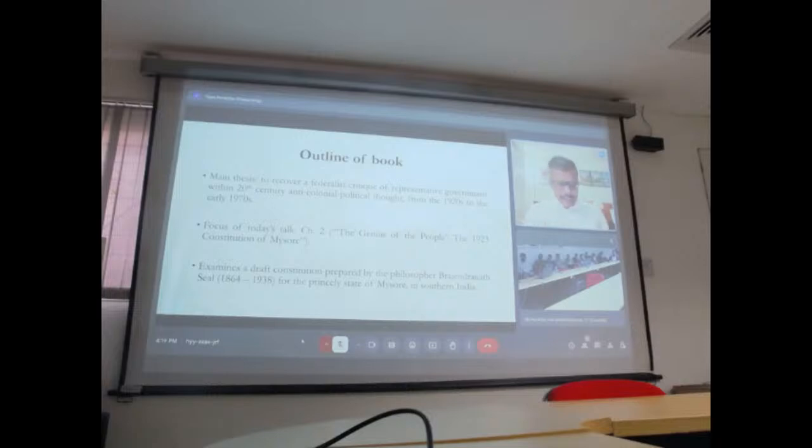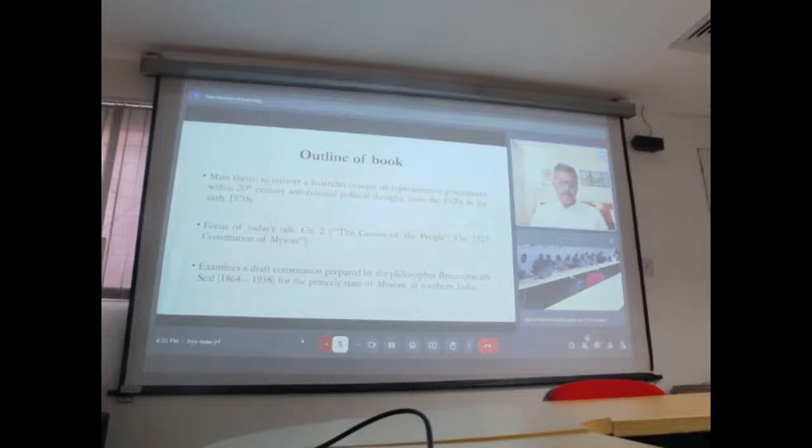Now, in today's talk, I'm going to focus on chapter 2 of the book, which is titled The Genius of the People, the 1923 Constitution of Mysore. So this chapter looks at a draft constitution which was prepared for the state of Mysore in southern India by a political philosopher named Rajendra Seal, and I'll say more about him in a second. And this was a constitution that was never put into practice, but just examining it as a draft, I think you get a sense of the scale of its theoretical ambition.